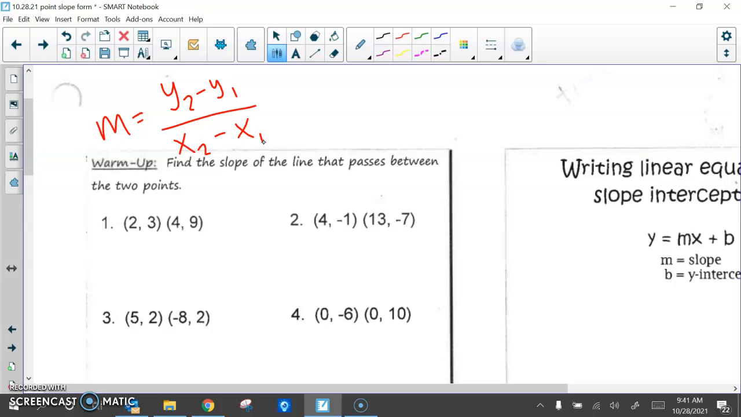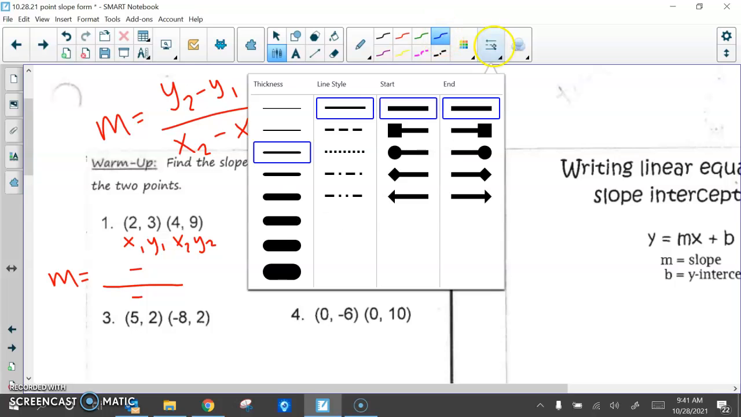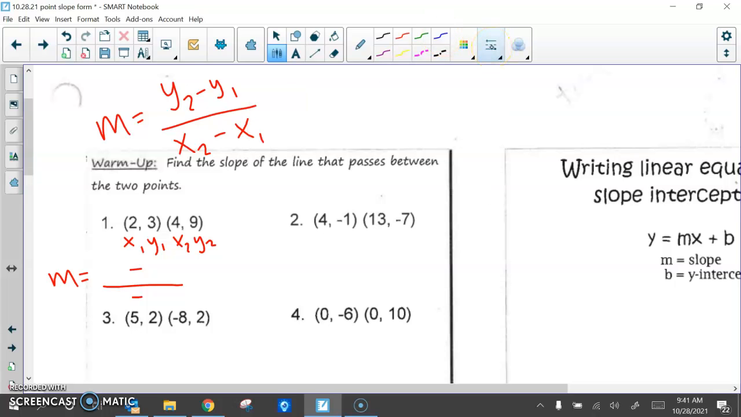So the first thing you have to do, so let's do number 1 first, is label x1, y1, x2, y2. And then we're going to plug into the formula. So the slope equals, remember you always have your minus signs. So y2 comes first, so 9 minus 3 and 4 minus 2. So that's going to be 6 over 2, which is going to equal a 3.